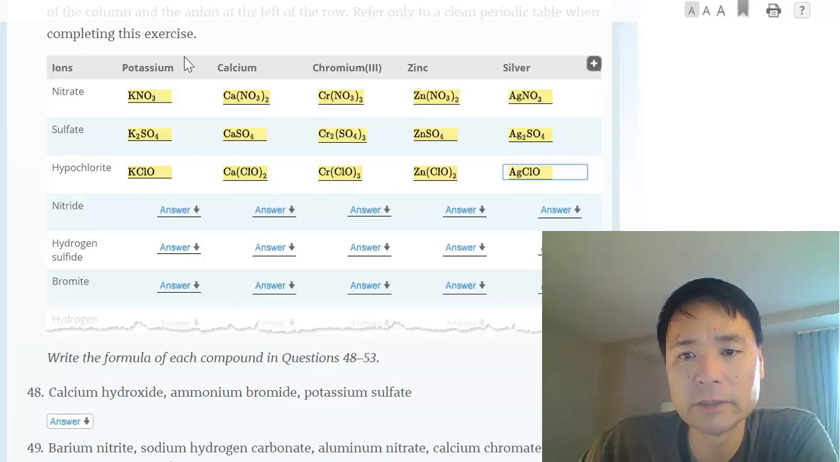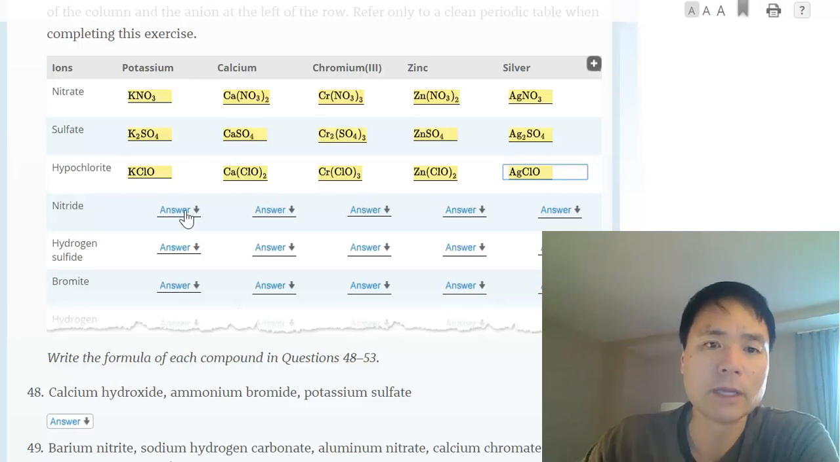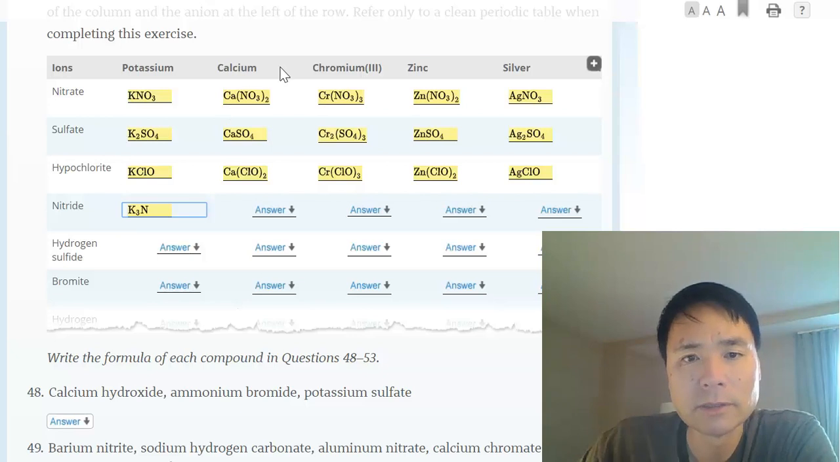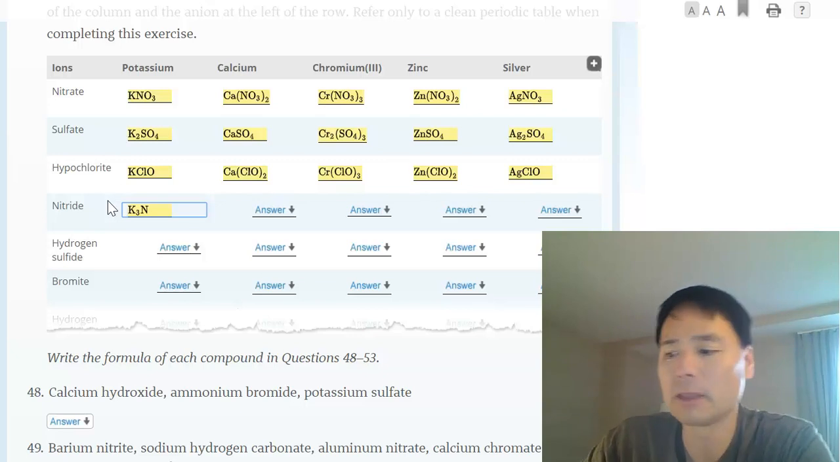Okay, nitrites are 3 minus, potassium is +1, so 3 potassiums: K3N. Calcium is a +2, nitrite is 3 minus, and so we could do the cross trick. There are 2 ways we can figure that out.